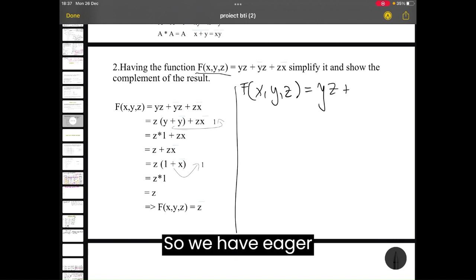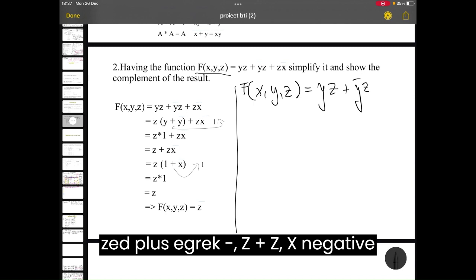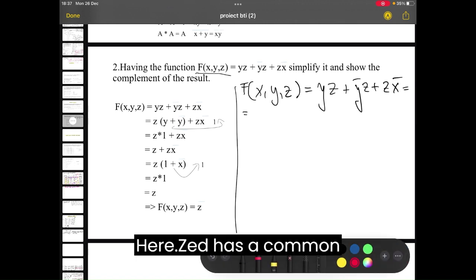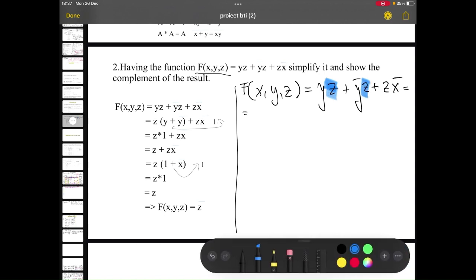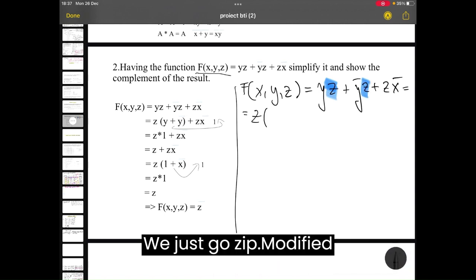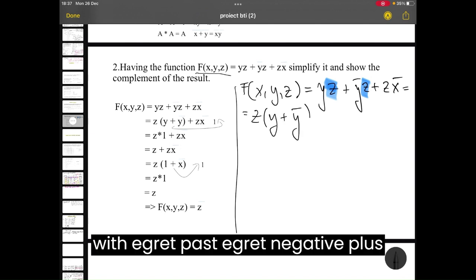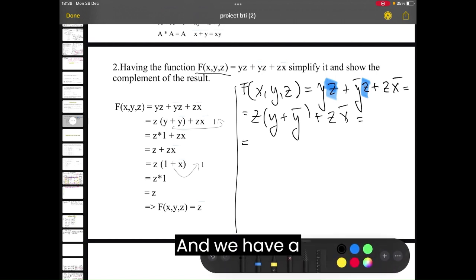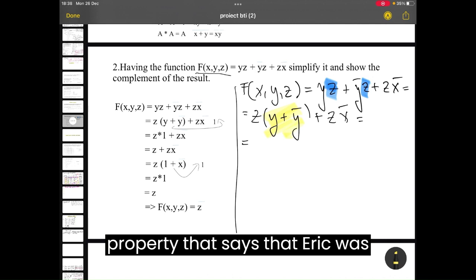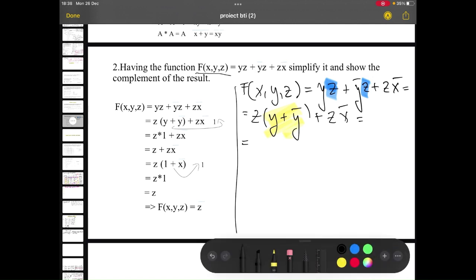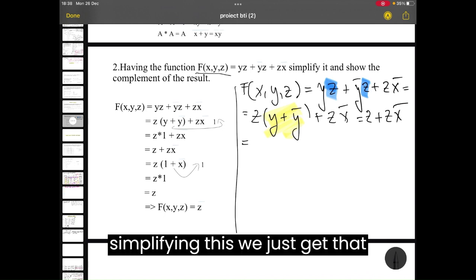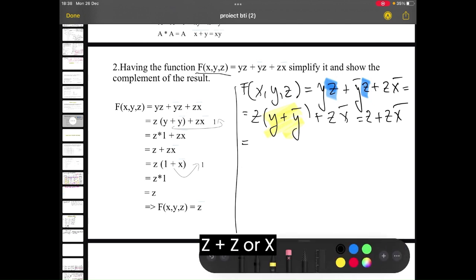So we have yz plus y negated z plus zx negated. We give here z as a common factor. We just go z multiplied with y plus y negated plus zx negated. And we have a property that says that y plus y negated is 1. So simplifying this, we just get z plus z or x negated.